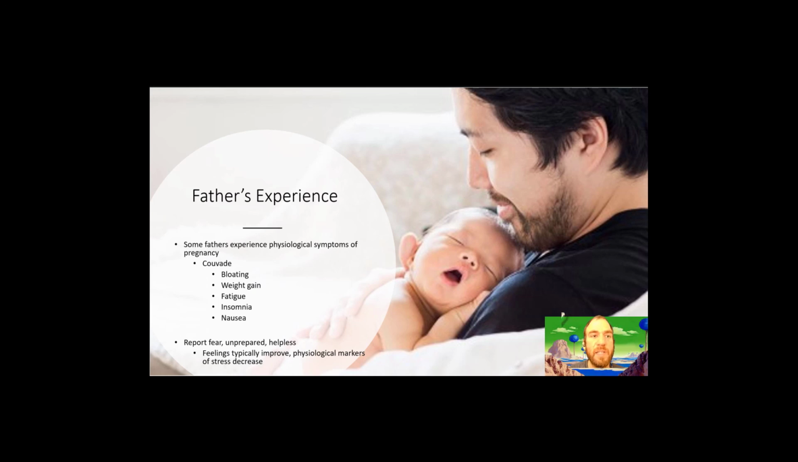Physiological markers of stress decrease. So you get that initial kind of stress. Oh man, what do I do? What the hell is going on? And then slowly, hopefully, you get used to it, and you're more prepared. You have more practical solutions developed through experience, which decrease stress.